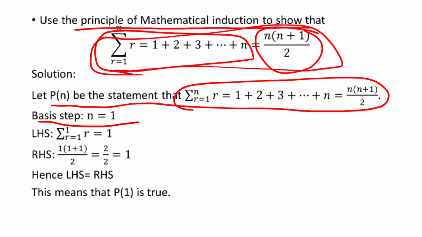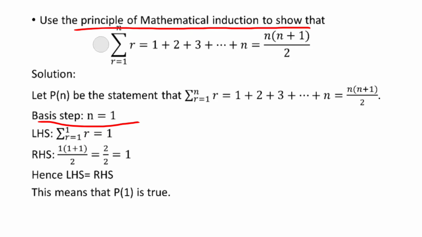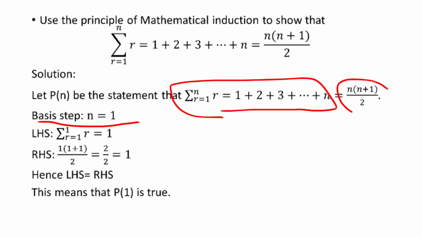Now for n equal to 1, we need to consider both the right-hand side and left-hand side and prove that we'll get the same solution whenever n equals 1. So we check if the left-hand side is going to be the same as the right-hand side by simply plugging in 1 wherever there is n. On my left-hand side, the sum is going from 1 to 1, meaning that r is simply 1. It can't go beyond 1. So the left-hand side will be equal to 1.